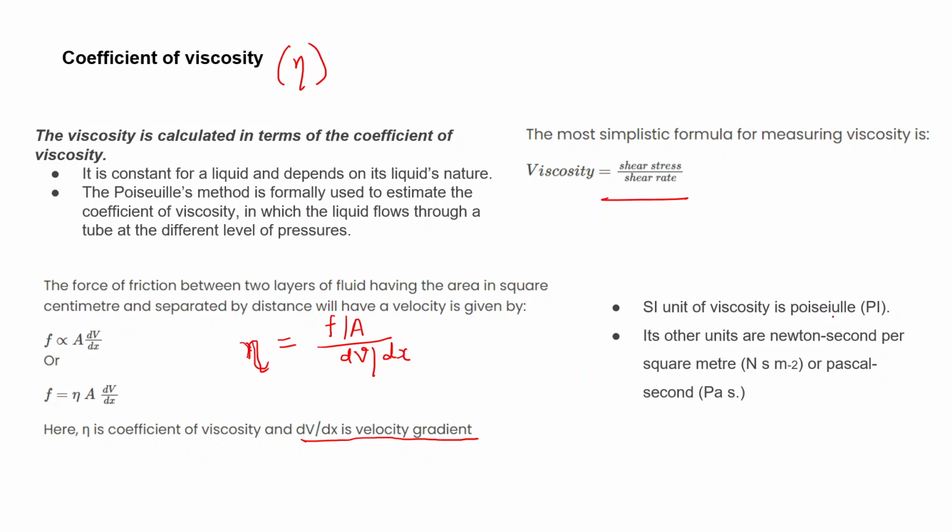The unit of viscosity is named after the scientist Poiseuille. He was a physiologist, I think, who brought this law that we'll discuss soon, from which we are able to calculate the coefficient of viscosity. There are other units as well. We can convert it and put it in Newton second per meter square or Pascal second, and in CGS it is called poise.